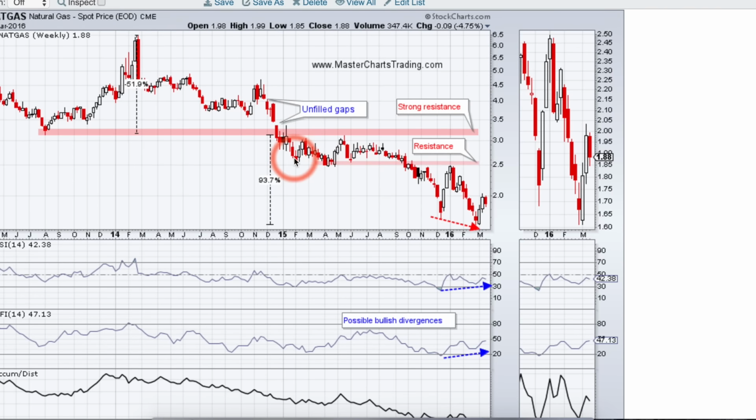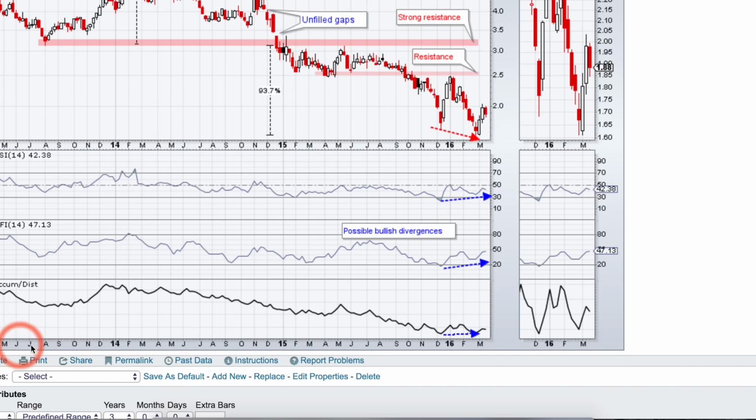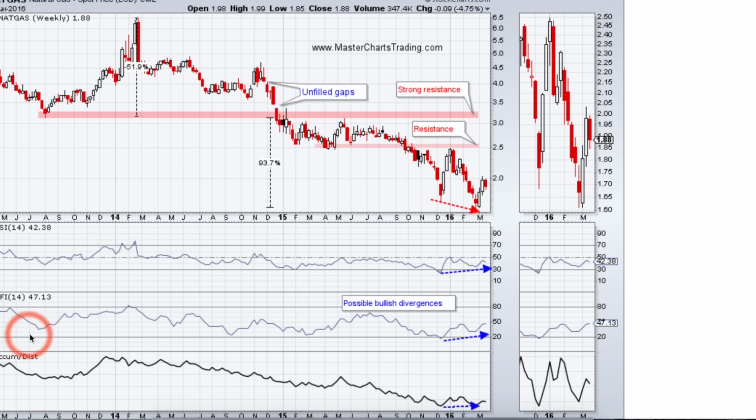Alright, this is natural gas, same chart, but this is a weekly chart going back 3 years exactly. So we had a very strong drop in the price, from almost $6.50 to $1.61. This is a very significant price drop here. Now, the previous chart showed that there was a lot of potential resistance at $2.50, and here you can see even more reasons for that resistance to be there.